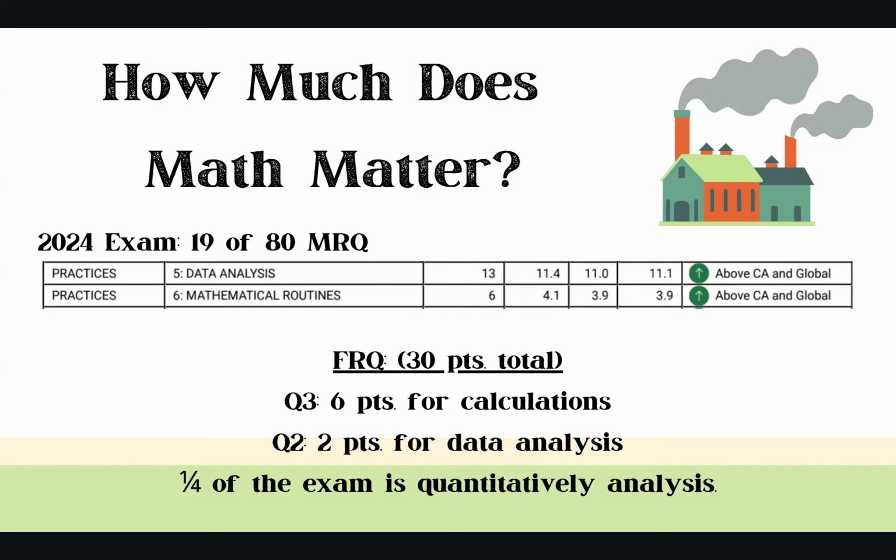And then we also know that in the free response questions section, there are always 6 points given for calculations. So showing the setup and getting the correct answer. And then there's also at least 2 points for data analysis. I maybe should have looked at that again for this year because I feel like sometimes it's more than that of a chart to interpret. So putting all of those numbers together, all of those points across the exam, around a quarter of the exam deals with quantitative analysis.